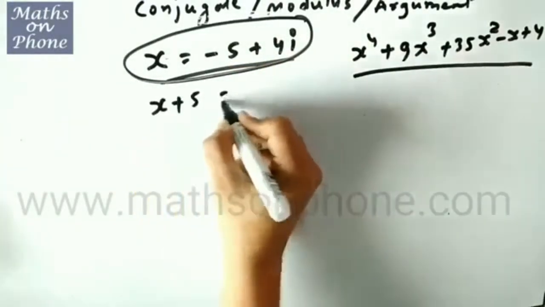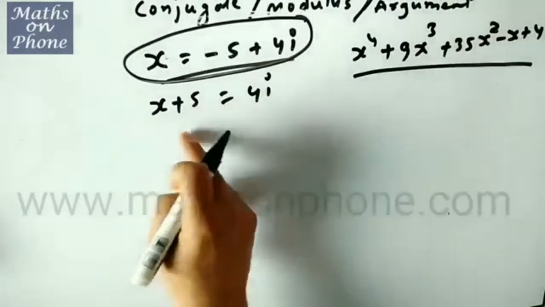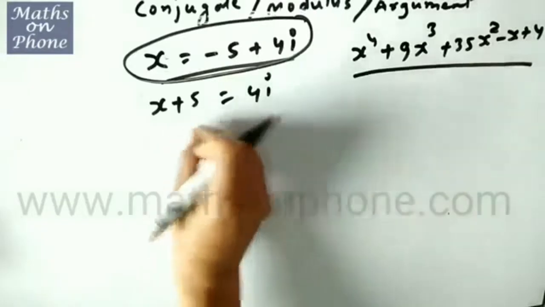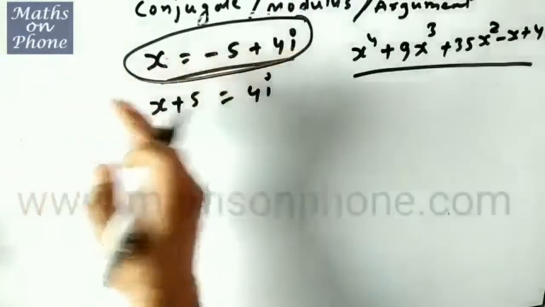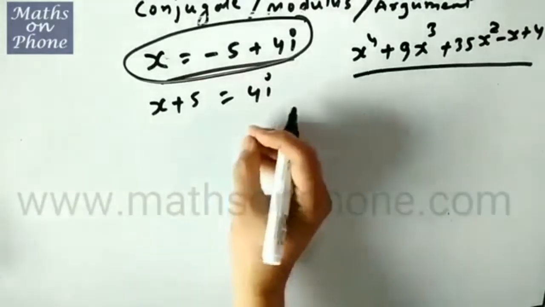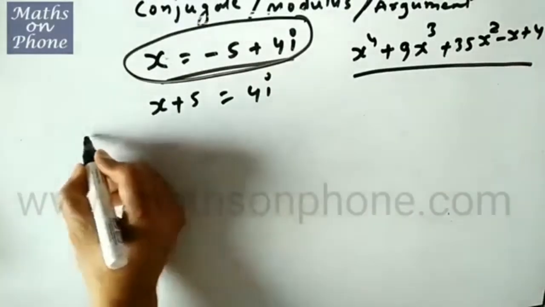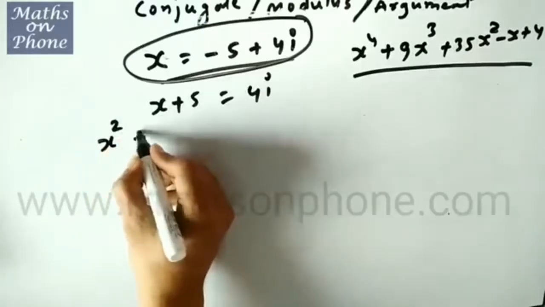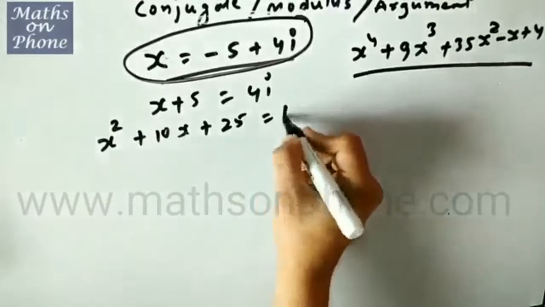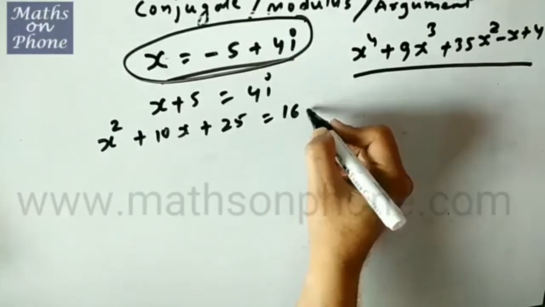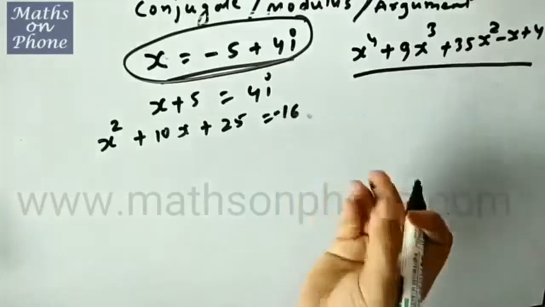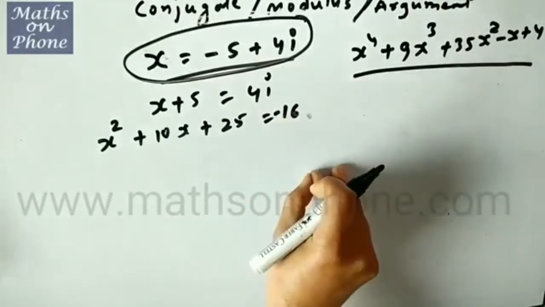x plus 5 is equal to 4i. First step you have to do, you just isolate the imaginary part. Real part at one side and imaginary part at the other side. We have to make it real. Now we will square it. So it will come out to be x square plus 10x plus 25 is equal to 16i square. i square is minus 1. So minus 16. We got rid of i.